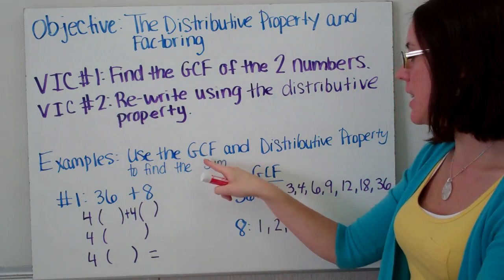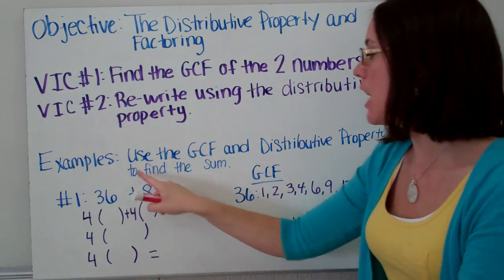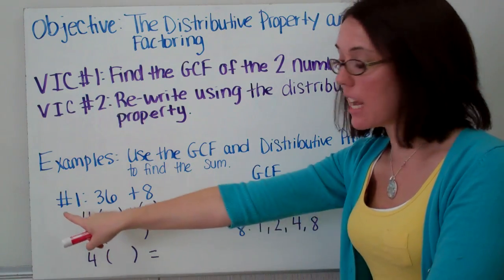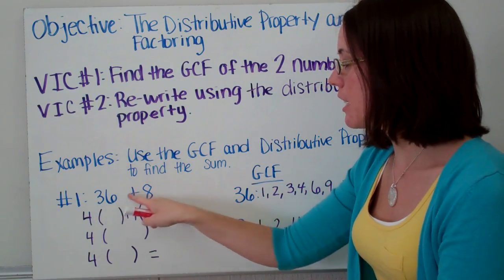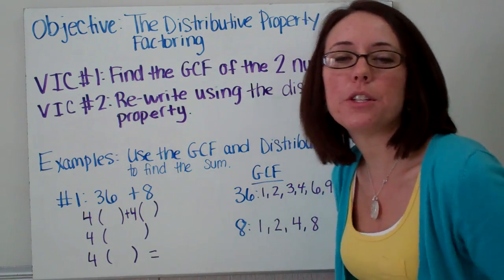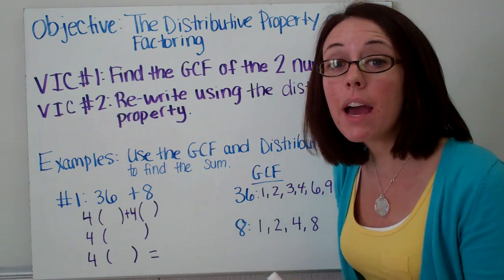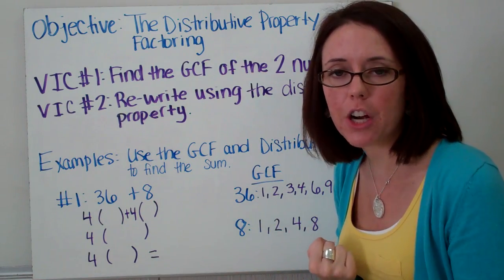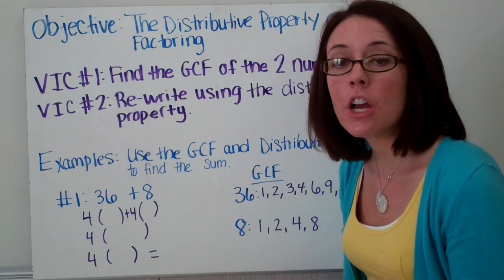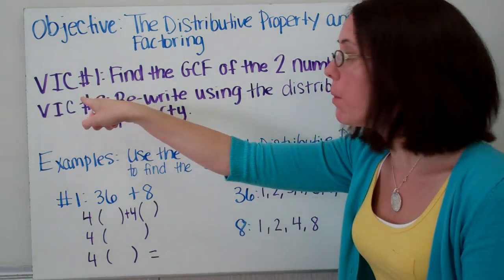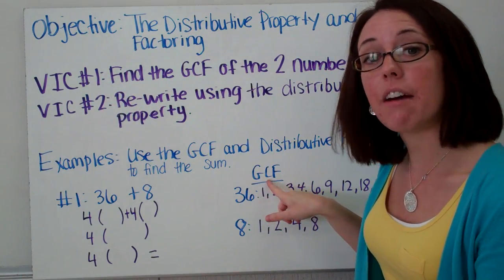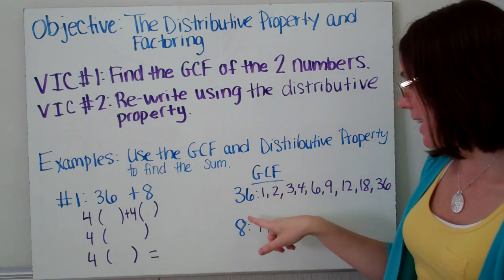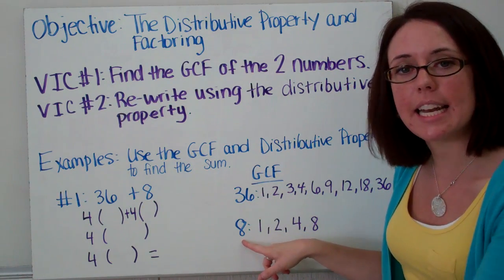Examples: use the GCF and distributive property to find the sum. Example number 1: 36 plus 8. Yes, I know that you can add 36 plus 8. However, we are going to factor out the greatest common factor. So step number 1, Vic number 1, is to find the GCF of the two numbers. So list out your factors for 36 and 8.